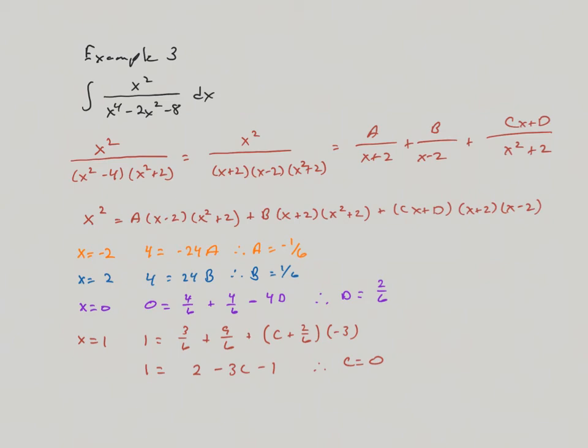I'm going to multiply through by my common denominator to get rid of the fractions. And so when I do that, I get x squared equals a times x minus 2 times x squared plus 2, plus b times x plus 2 times x squared plus 2, plus cx plus d times x plus 2 times x minus 2. Now, these ones become a little bit trickier to work with, okay?